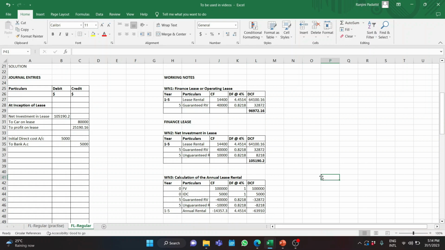So you see, when the lessor calculates the annual lease rental, he already takes into consideration the initial direct cost, which is why the accounting standard says that the initial direct cost is already included in the net investment in lease.